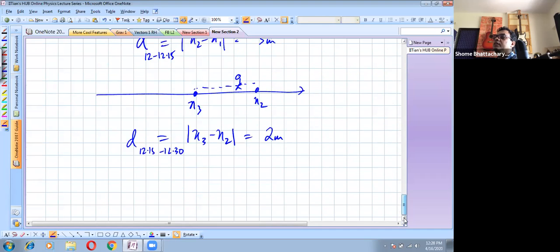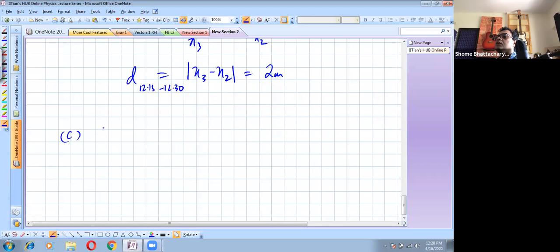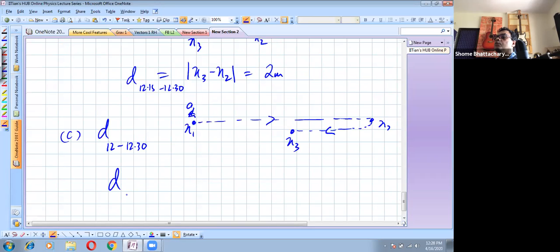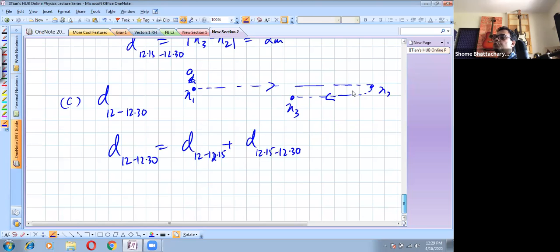But now the tricky part, the total distance traveled, is the C part, the distance traveled from 12 to 12:30. So here is where you have to be mindful of the fact that he started from x1, then he went like this along this path to x2, and then he took a U-turn and he came back like this to this point x3. So the total distance traveled from 12 to 12:30, we will have to write it as the distance traveled from 12 to 12:15 plus the distance traveled from 12:15 to 12:30. So because he's changing direction in between, we have to break it into two intervals.